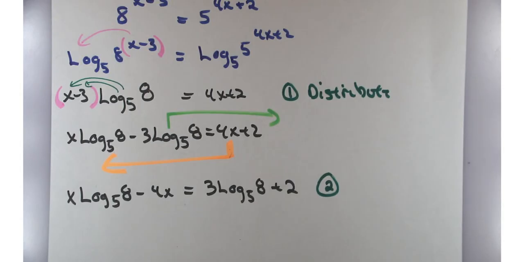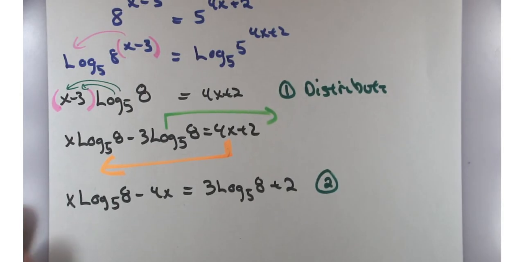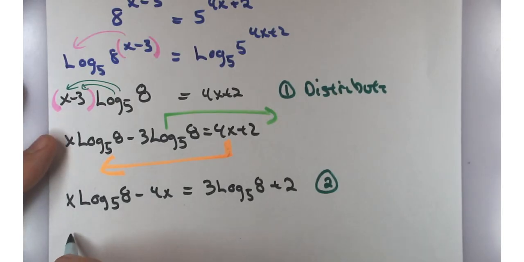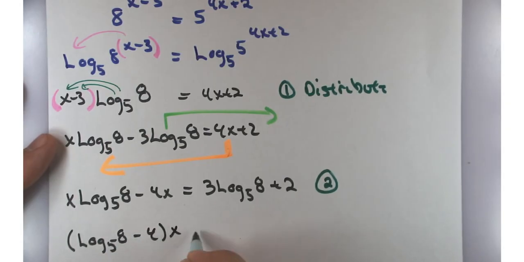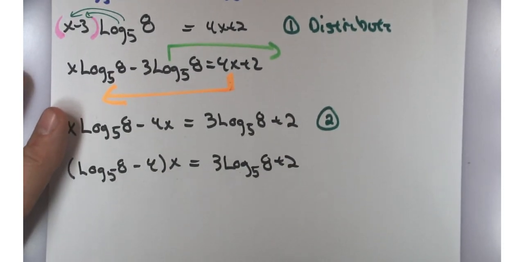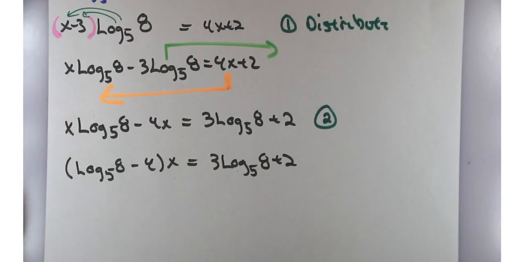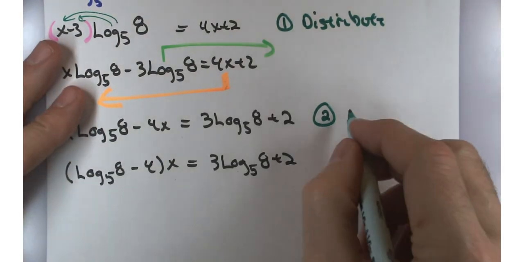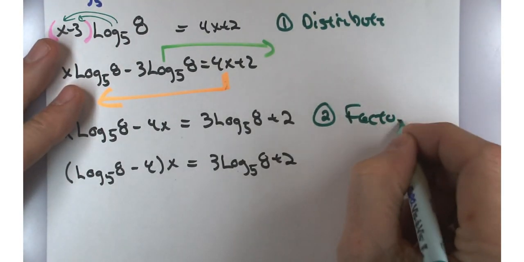Go ahead. Yes, factor. All right, so we're going to factor out that x. So that's going to be log base 5 of 8 minus 4 times x equals 3 log base 5 of 8 plus 2. So that's the second thing. Second important step here is to factor.